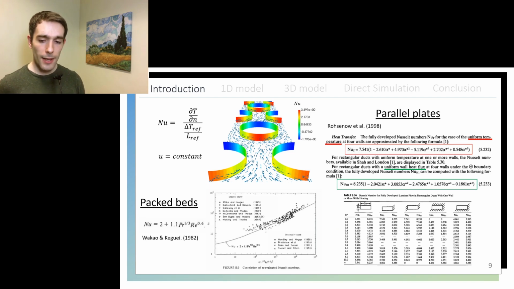And well, this gives us an idea of how many variables influence the value of an average Nusselt number, that it ends up not being constant neither through space nor time.